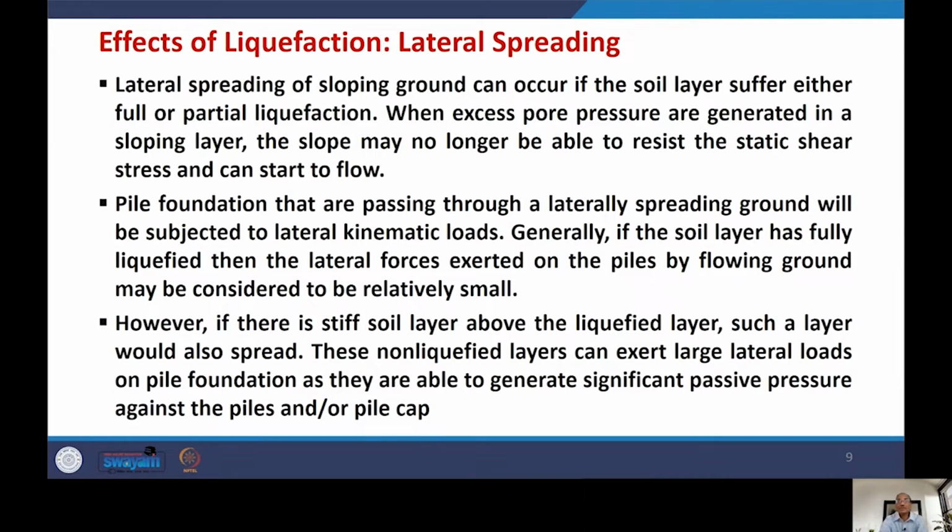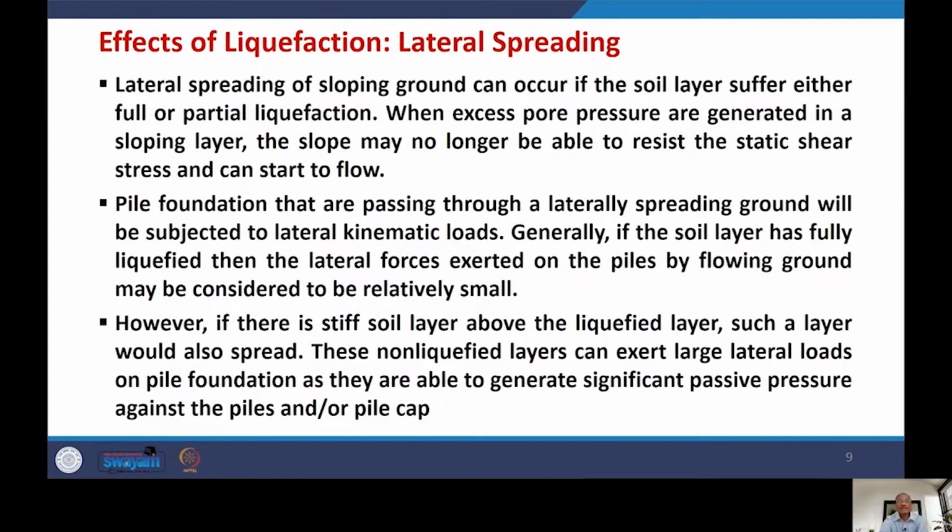When excess pore pressure is generated in the sloping layer, the slope may no longer be able to resist the static shear stress and it can start to flow. Soil foundations that are passing through a laterally spreading ground will be subjected to lateral kinetic loads. Generally, if the soil layer has fully liquefied, then the lateral forces exerted on the piles by flowing ground may be considered to be relatively small.